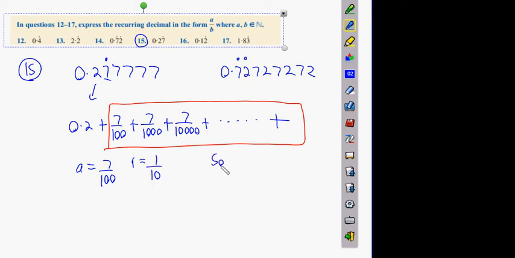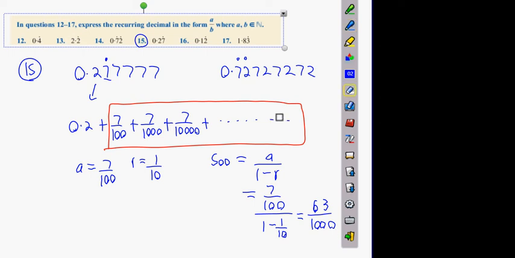Okay? And the infinite geometric series is a equals 7 over 100, and r equals 1 over 10. Then just put in S infinity. We're going to find out what all of this in the red box is added together. It's going to be a over 1 minus r, so 7 over 100 divided by 9 over 10. If somebody can be quick with this on the calculator, that'd be brilliant. 7 hundredths divided by 9 tenths. Now guys, this 63 over 1,000 technically represents everything in here.